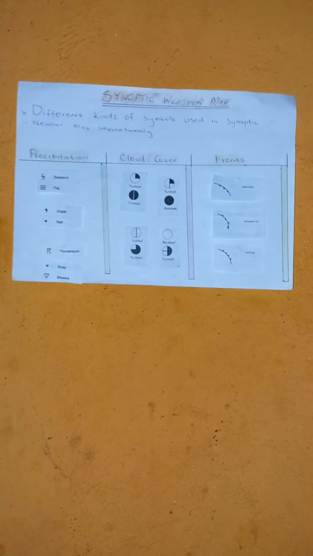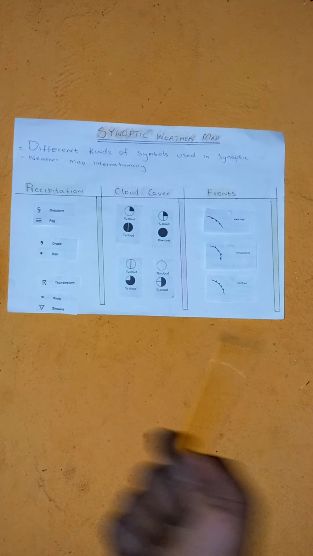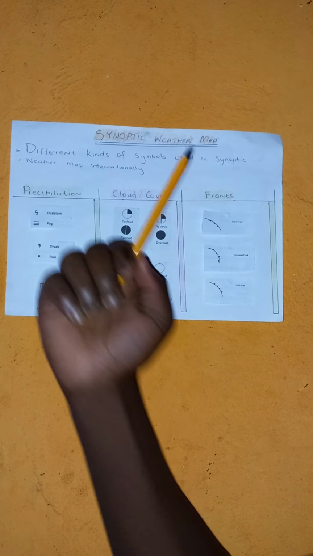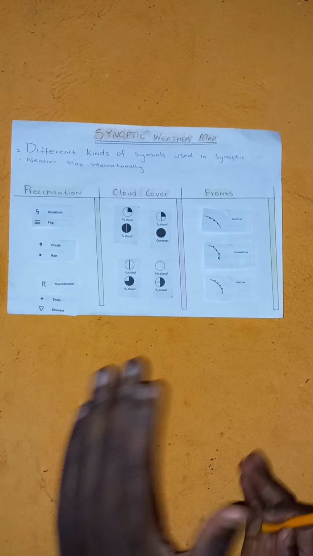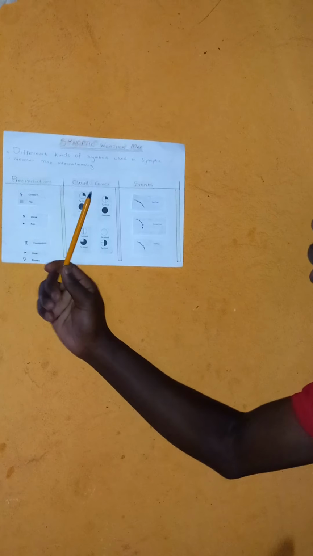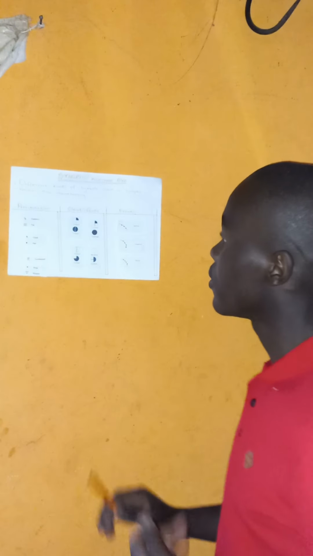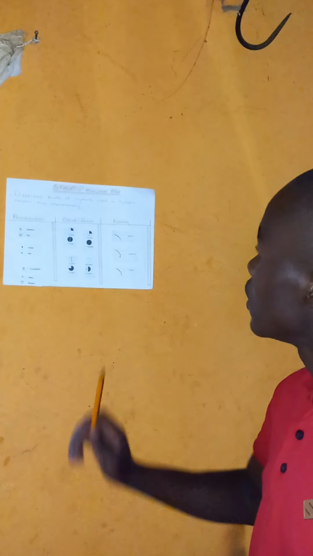Here with me I'm having a chart. This chart represents the different symbols showing how these weather conditions are represented on that particular map or of that particular place. Let's take a look at that chart that I'm having here.